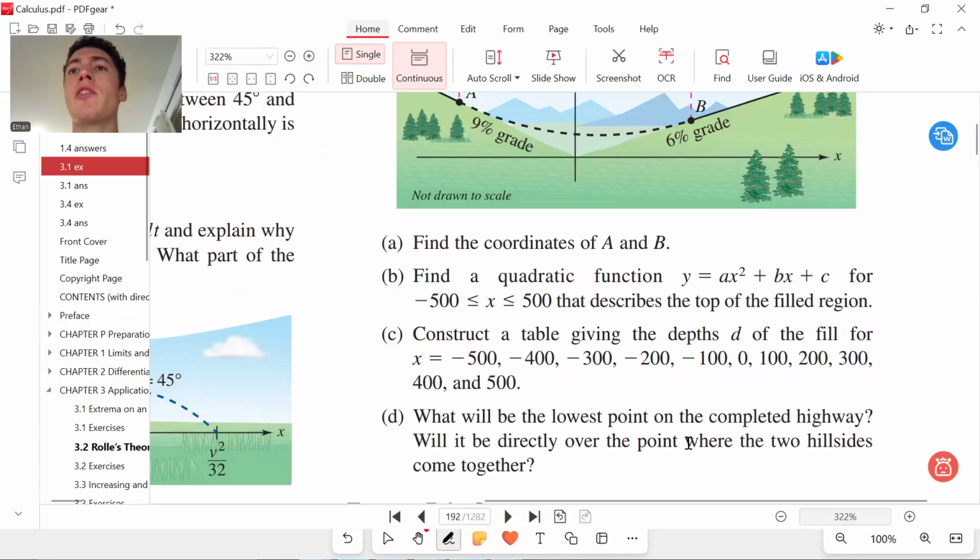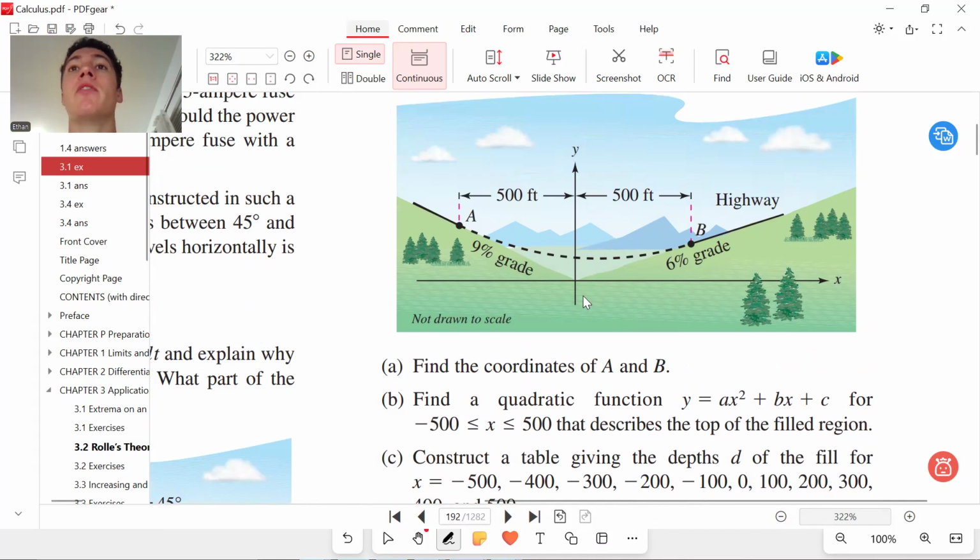Will it be directly over the point where the two hillsides come together? Well, the two hillsides come together at x equals 0, and we just found that the lowest point is at x equals 100. So no, it is not directly over that point, which we would expect because A and B are not the same height, and we are using a parabola, which is symmetric about the vertex. So it makes sense that the vertex would be shifted to the right.